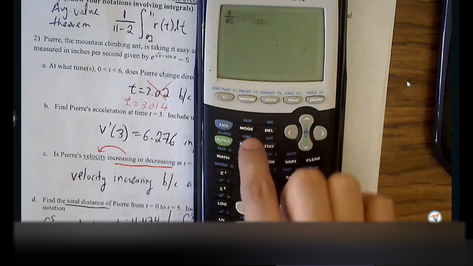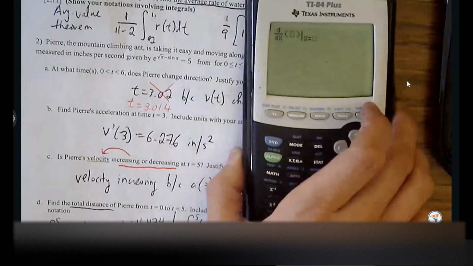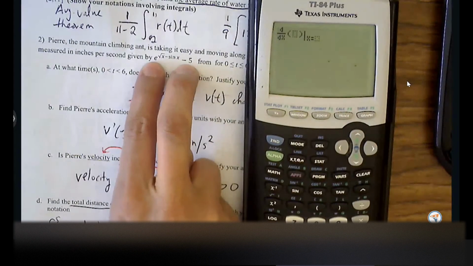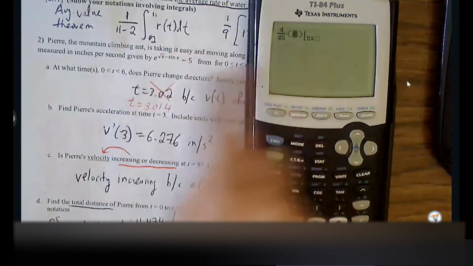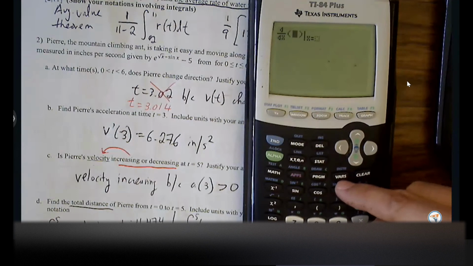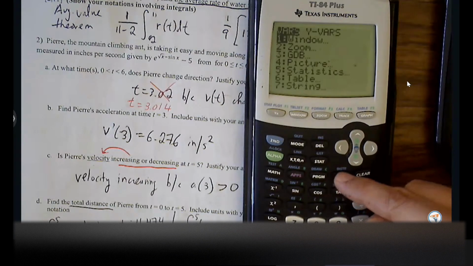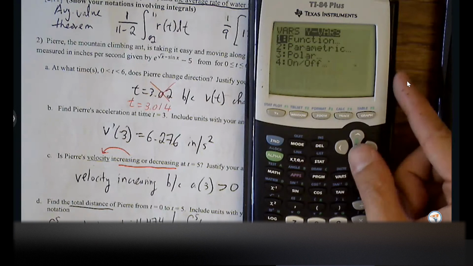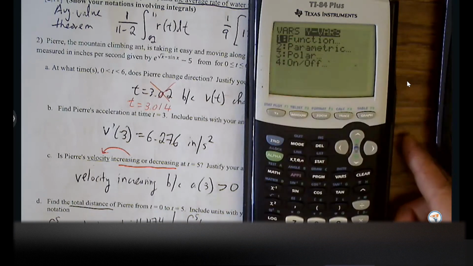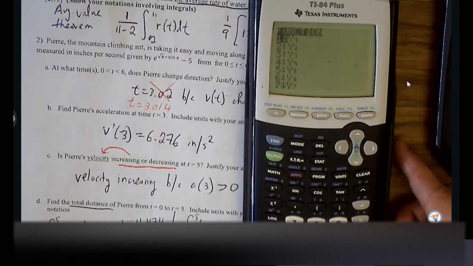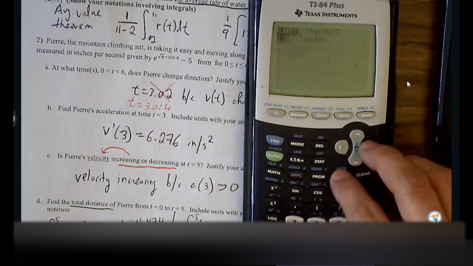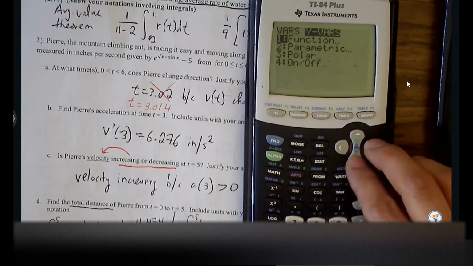Okay, so d over dx. We're going to save some time here. We're not going to enter this function. We already have it stored under y1, so I'm going to just call it from y1. I could enter this in, it just takes more time. So you go to vars for variable, scroll over to y variable, and you're looking for y1, which is the function, and choose y1. So again, variable, y vars, function, y1.